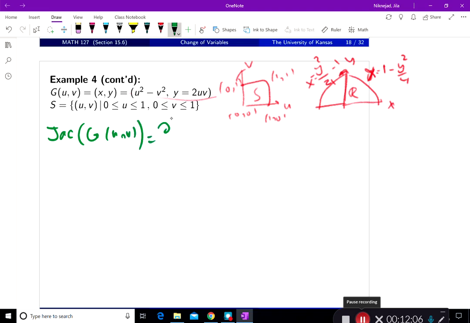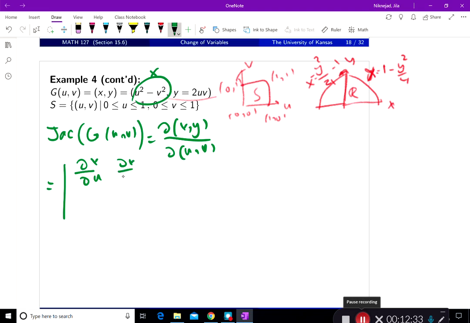Which we denote by the partial of (x, y) with respect to (u, v). So what does this mean? This means that this part is x. So we're finding the determinant of partial x with respect to u, partial x with respect to v, and this one is y, so partial y with respect to u and y with respect to v.